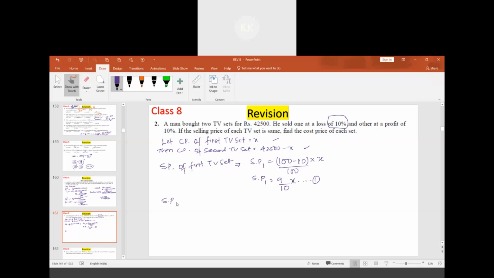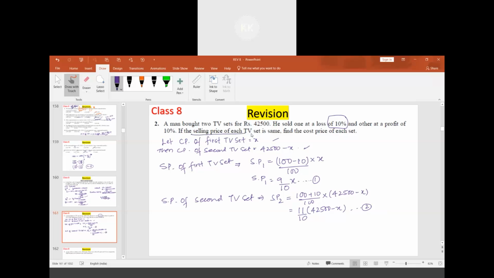Same way we can find the selling price of the second TV set. There is a profit of 10%. Let me write it as SP2. SP2 will be equal to (100 plus 10) divided by 100 times 42,500 minus X. This is 110 by 100, which becomes 11 by 10 multiplied by 42,500 minus X. This is our equation 2.